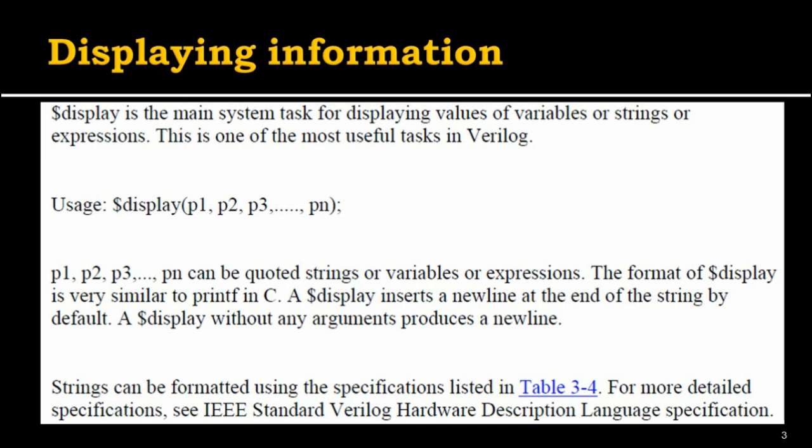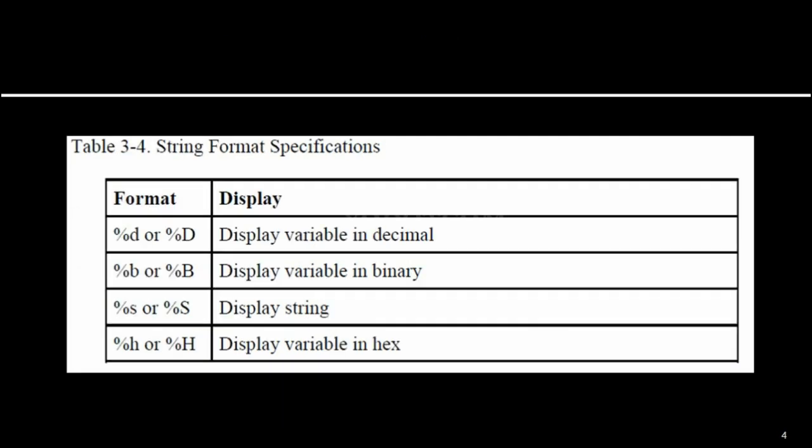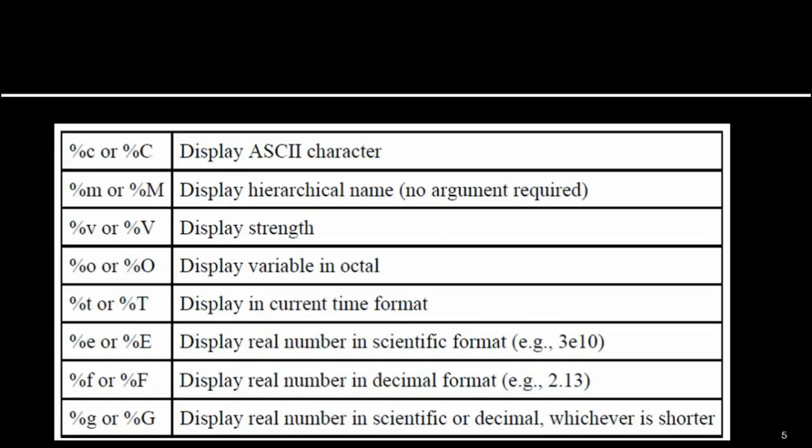We can use the following format specifications while we are using strings. The first one, to display a decimal number, we can use %d or %D. It is not case sensitive, so we can use a capital or small letter. Similarly, to display a variable in binary, we use %b. To display a string, %s. For a hexadecimal number, %h. For an ASCII character, %c. Then hierarchical name, %m. Strength, %v. Then a variable in octal, %o.